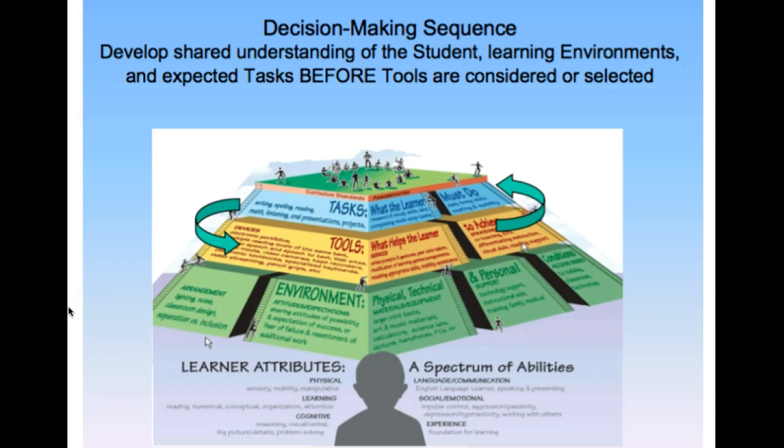And then when you're thinking about the decision-making sequence, we've already talked about working together as a team to make decisions on assistive technology. I just like this visual here that talks about the environment, tools, tasks, and of course we've got the student up here, and how all these pieces go together to help support the learner in getting to the level that we would like them to be.